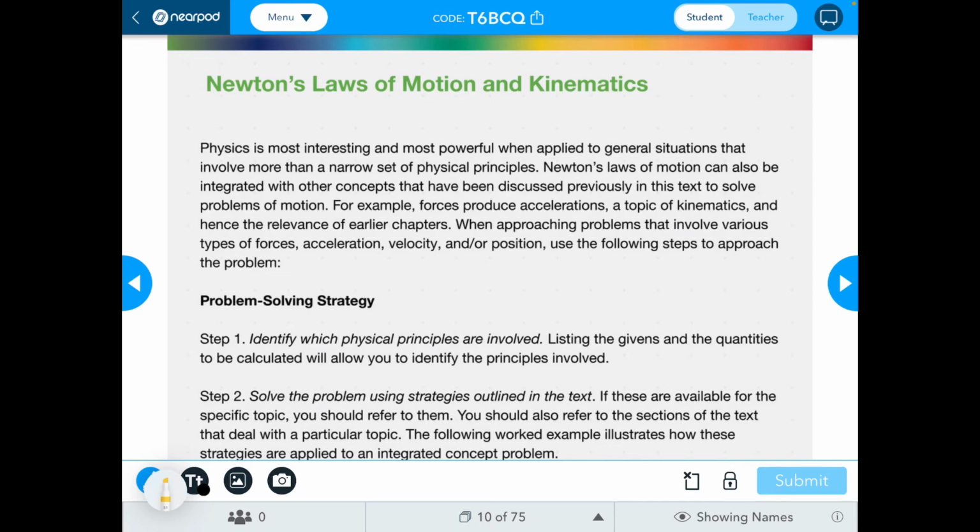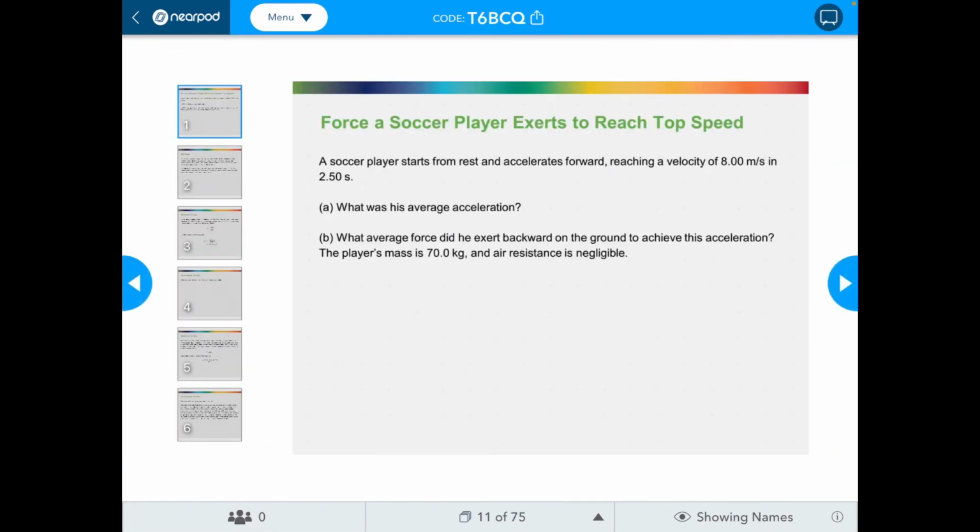So here's those problem-solving strategies we saw before. Again, looking at it in terms of Newton's laws. All right, so for this problem here, we have a soccer player that's starting from rest, accelerates forward. So we have this velocity that he reaches and the amount of time it takes. So for part A, we're just looking for average acceleration.